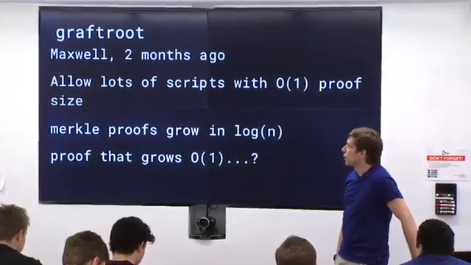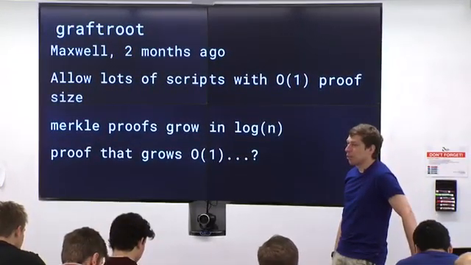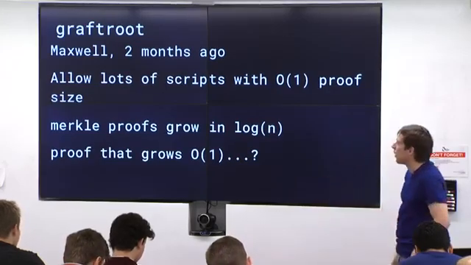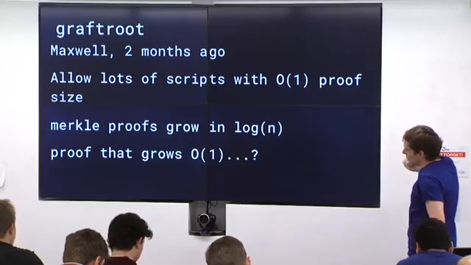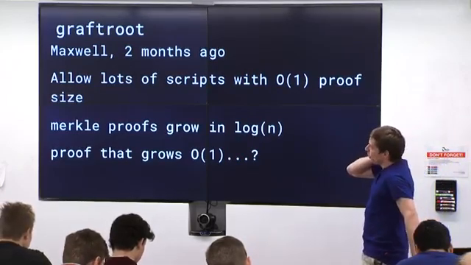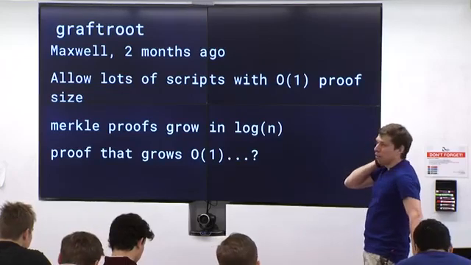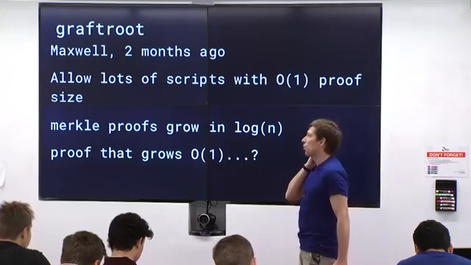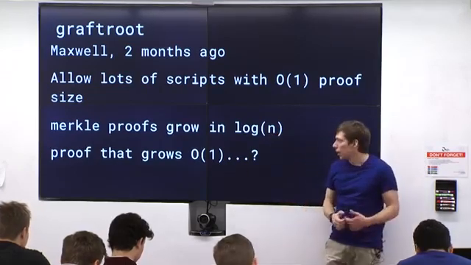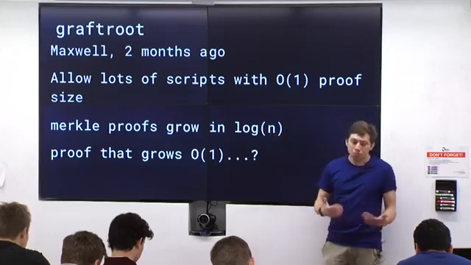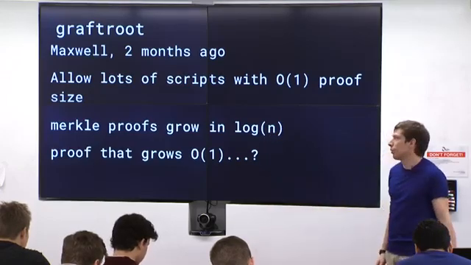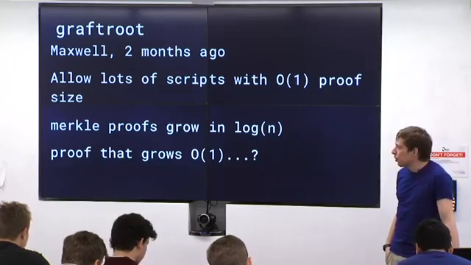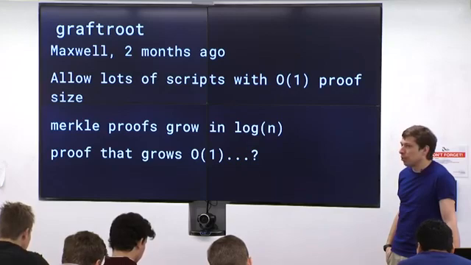Also Greg Maxwell, like a week or 2 after Taproot. They're not actually that similar, but people were sort of talking about it. So the idea is allow a lot of scripts with a proof that goes up in size with O of 1, aka it doesn't go up in size. So the Merkle proofs in MAST grow in log n. So if you've got a million different scripts, you're going to take something like 20 hashes or whatever to prove that. What's a proof that grows in O of 1 of the number of things being proven?